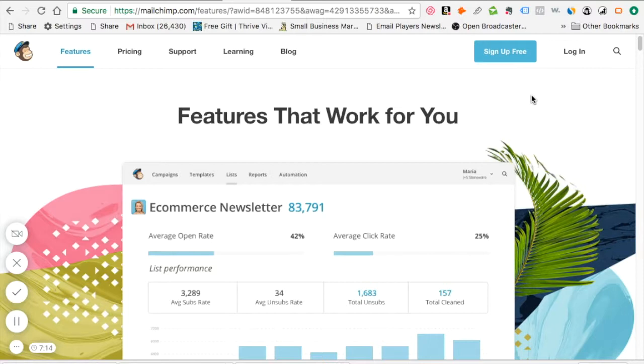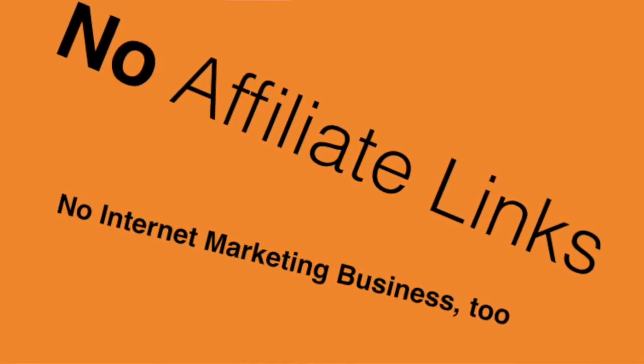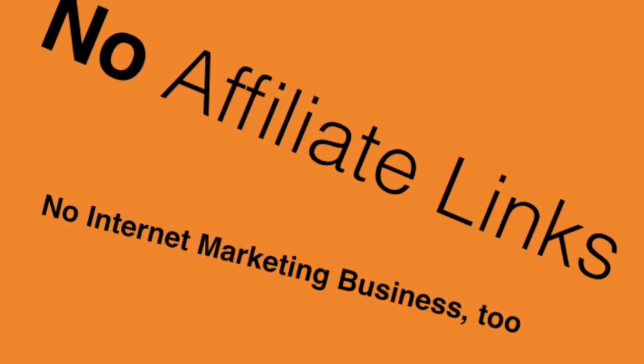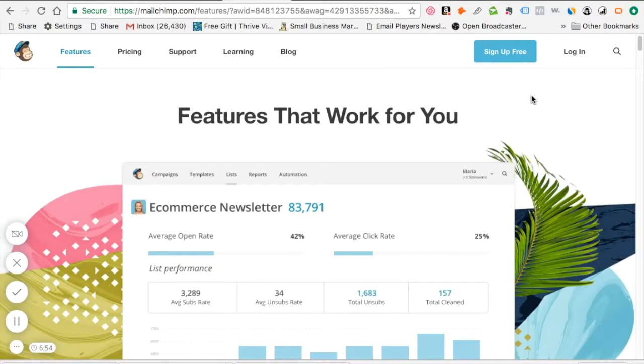And the fifth thing you have to remember is that Mailchimp does not allow you to have affiliate links, which means that if you want to recommend something to your readers, you can't put an affiliate link there because it will be going against their terms and conditions. So those are the few things you have to watch out for with Mailchimp.